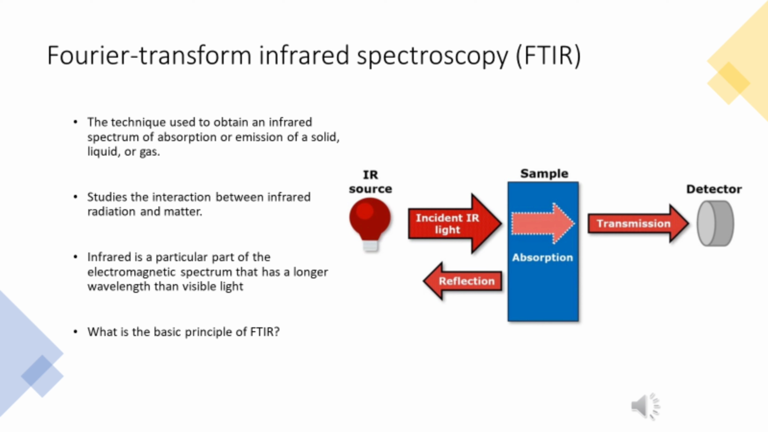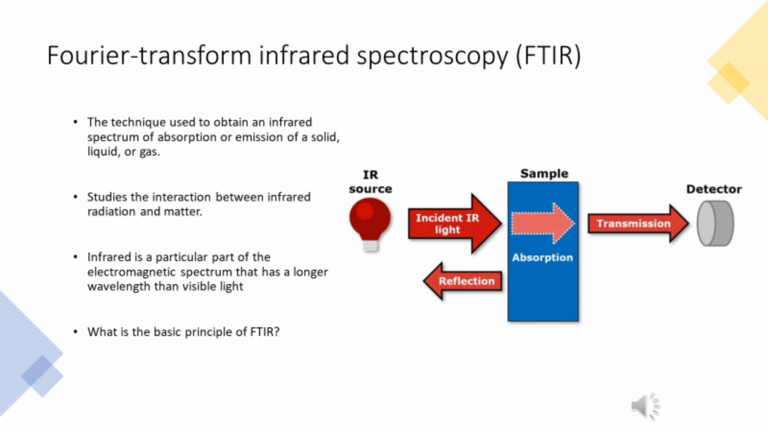or gas. Let's get started right away with probably the most important question: what is infrared spectroscopy? Basically, infrared spectroscopy studies the interaction between infrared radiation and matter. Well, infrared is a particular part of the electromagnetic spectrum that has a longer wavelength than visible light.